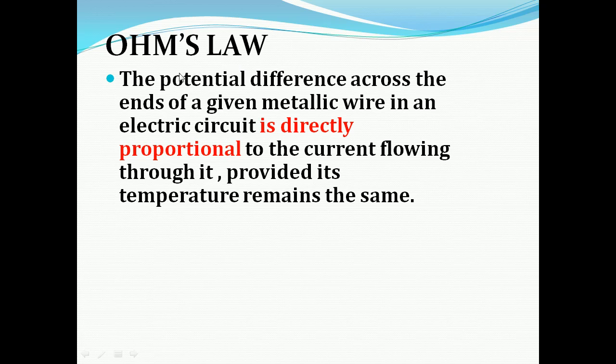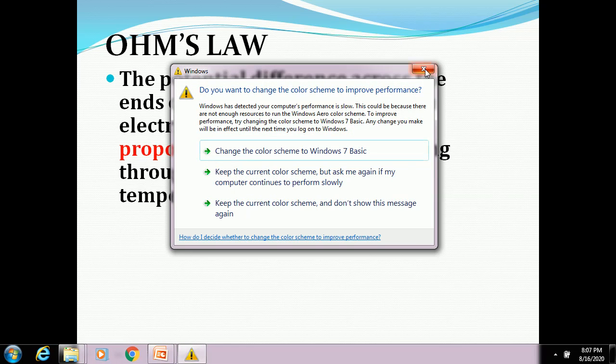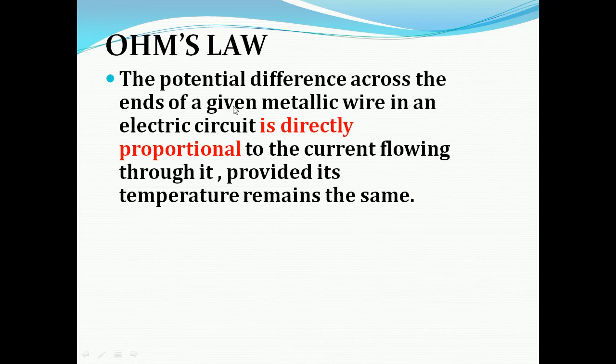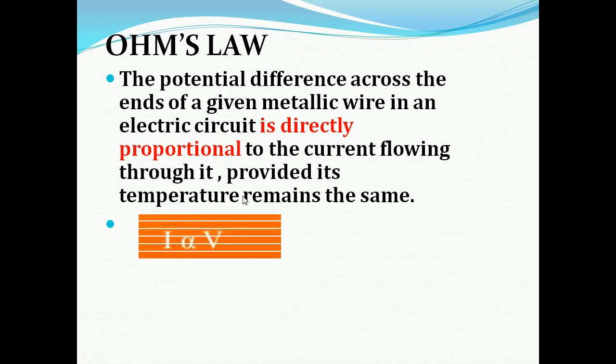So we know George Simon Ohm explained the relationship between the potential difference and the current flowing through a circuit. The potential difference across the ends of a given metallic wire is directly proportional to the current flowing through it. So it can be expressed as I proportional to V. I means current. The current flowing through the circuit is directly proportional to the potential difference V. Understood?